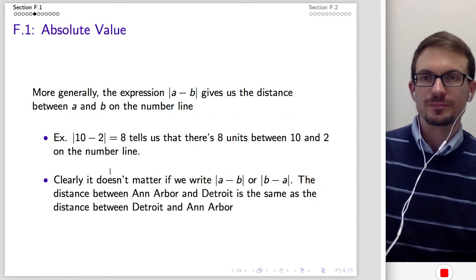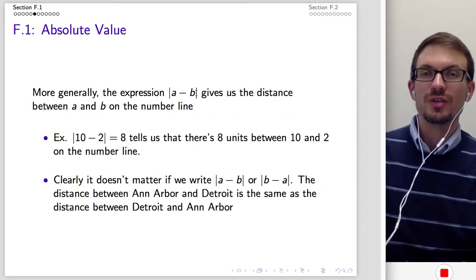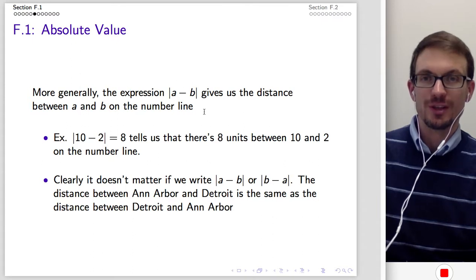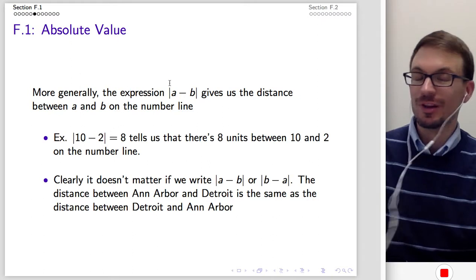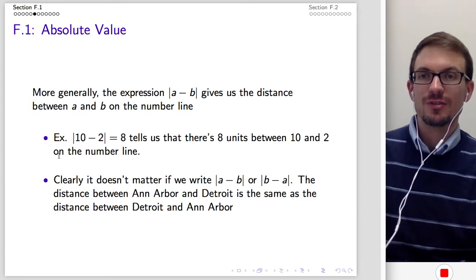Okay. More generally, we can talk about the distance as the absolute value of a minus b. And crucially, the way that we define the distance between a and b is a minus b, not a plus b. So the absolute value of 10 minus 2 is 8. This tells us there are 8 units between 10 and 2 on the number line.